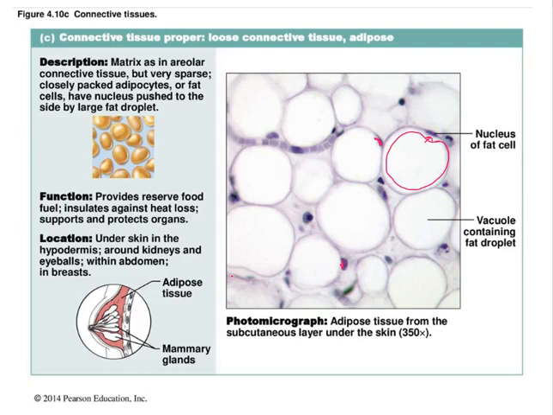which is this cell, the fat cell, which provides reserve food fuel as it stores the fat, the lipid. And we know where we can find the adipose connective tissue in our body: under the skin, in the hypodermis, around the kidney, around the heart, within the abdomen, around the eye, and also in the breast.